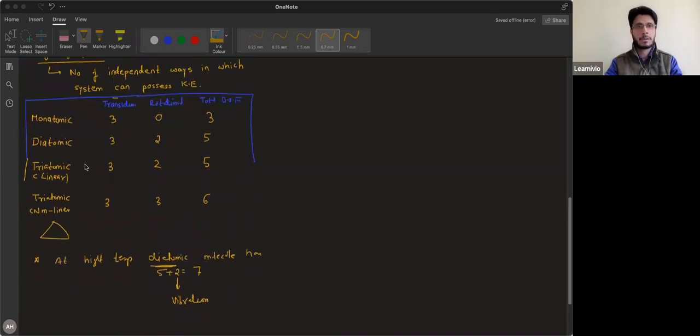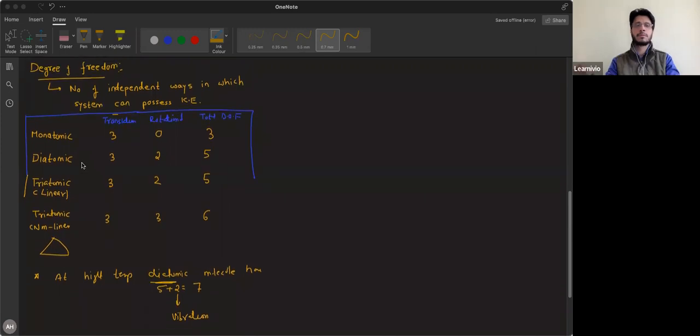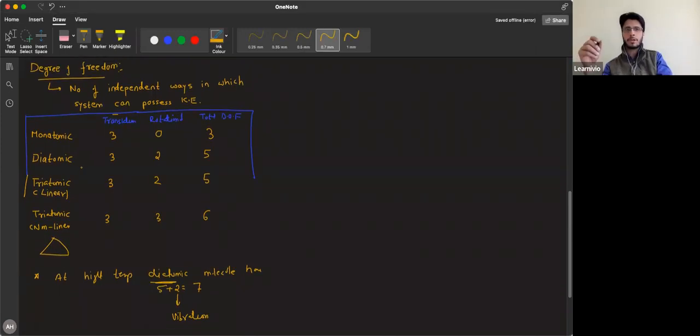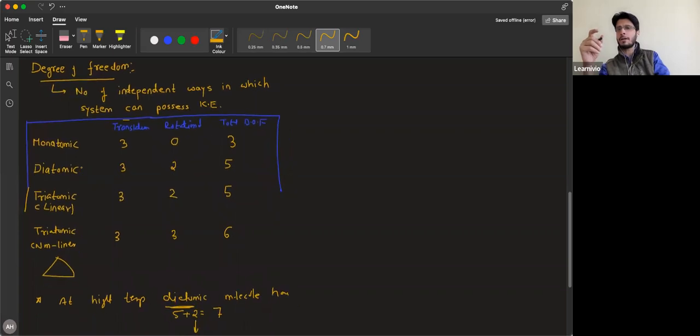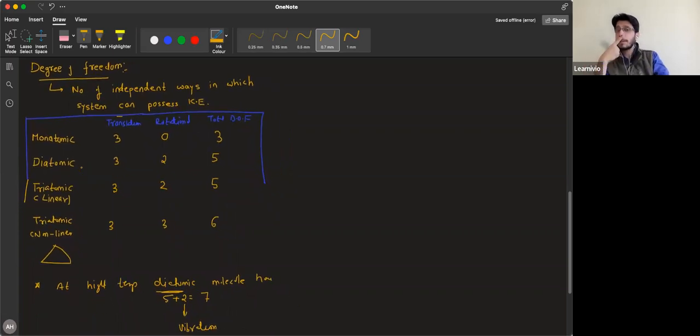So can the high temperature case be applicable for the others? Yeah, it's applicable even in triatomic. If you have high temperature, then you will add 3 more. But the high temperature case is not possible in monoatomic. A single atom cannot vibrate. For vibration, we should have at least 2.